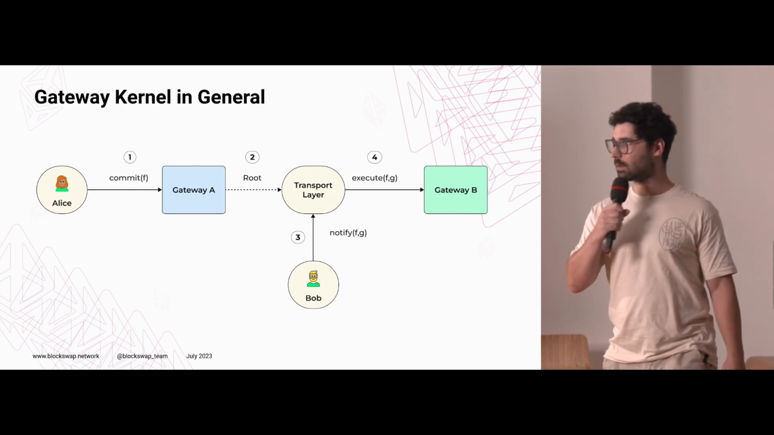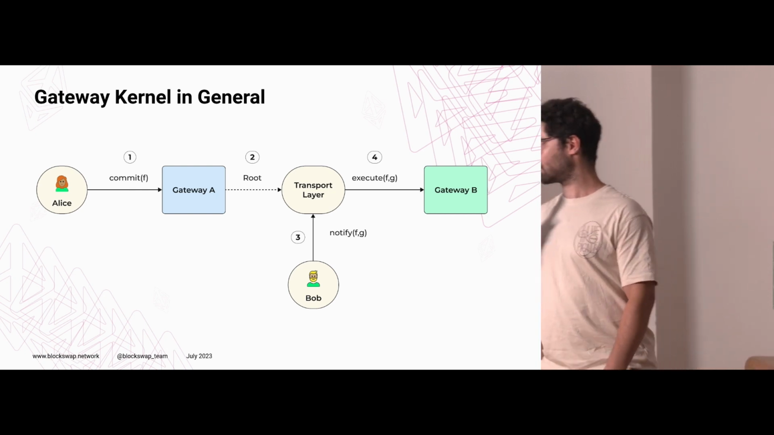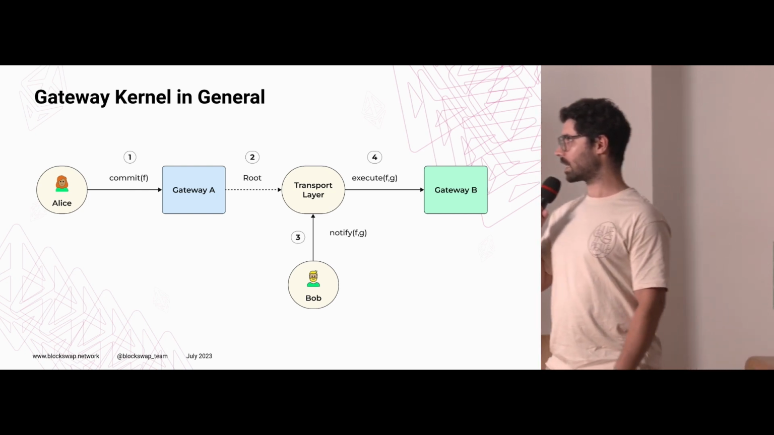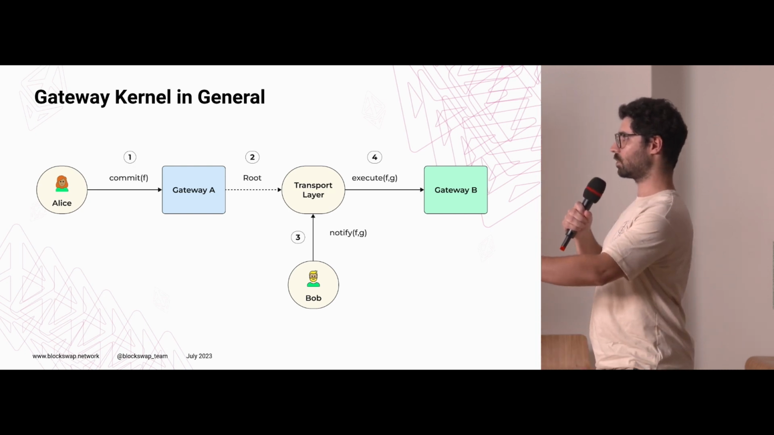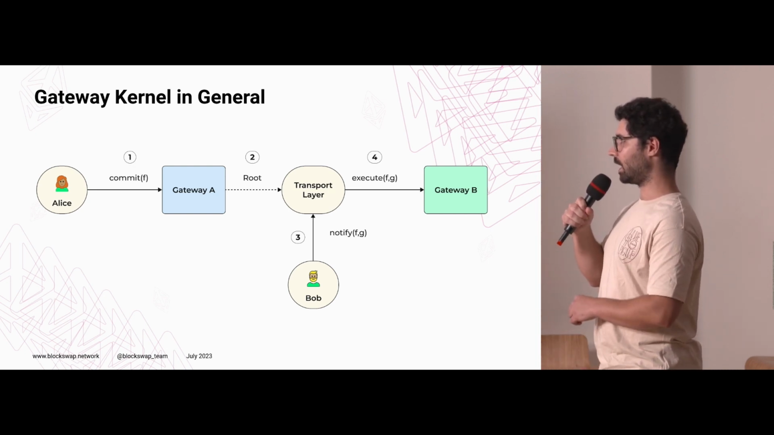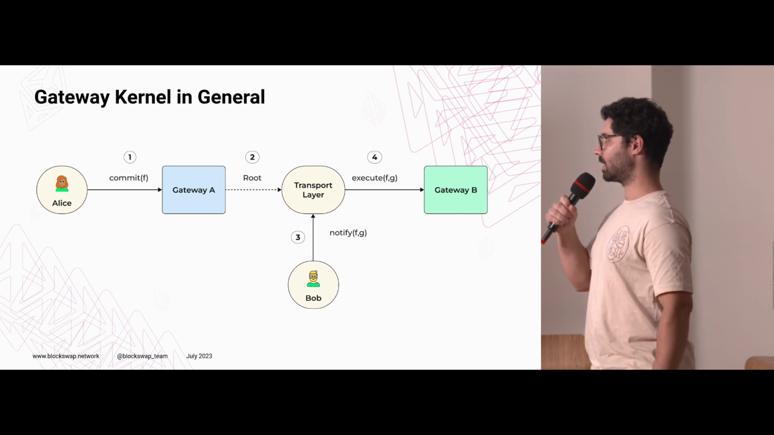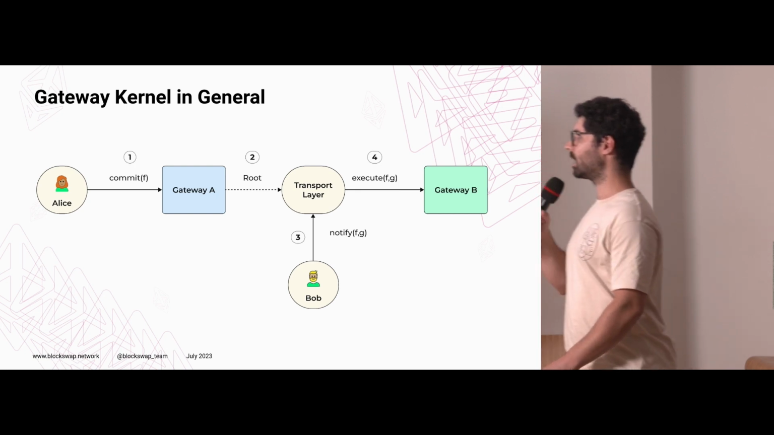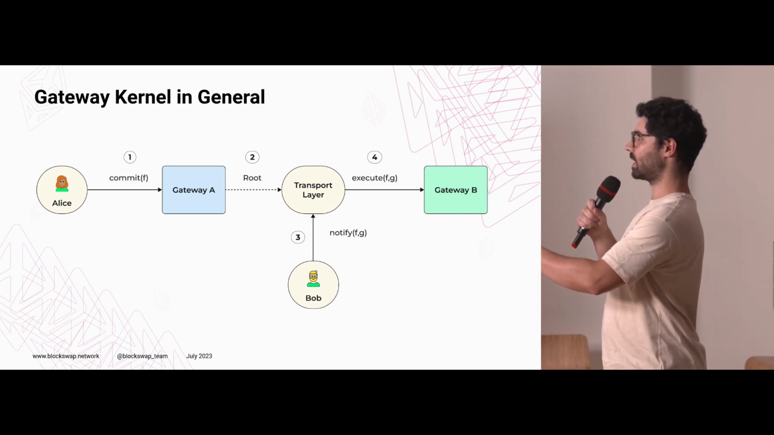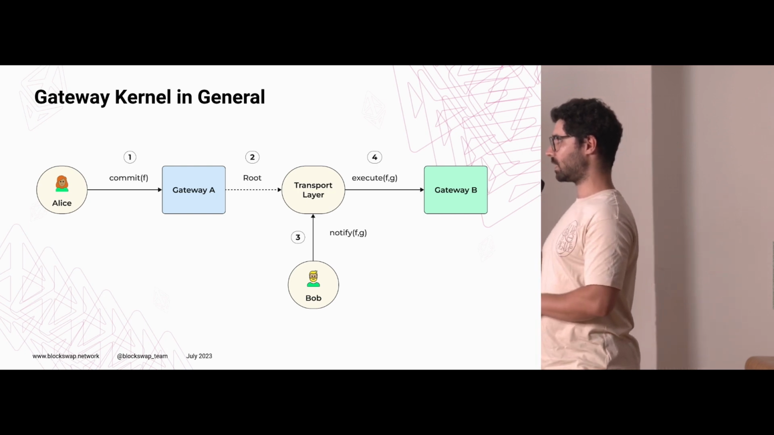Yeah, and now for the general gateway. So what it looks like is that in general, Alice is going to commit some intent F to gateway A, which is going to make some state transition S to S prime. And the accumulator root, so a proof of this state transition, can be accessed by the transport layer.